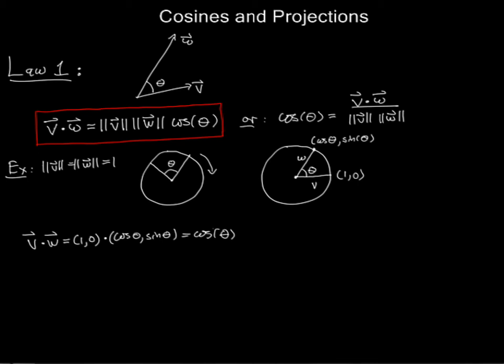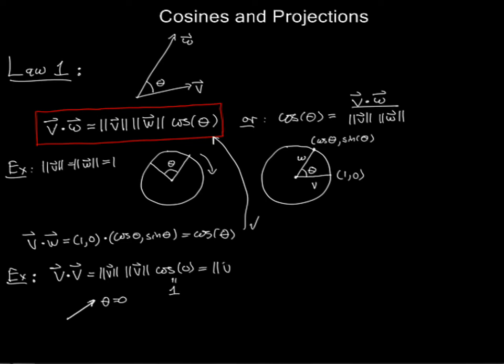Now, there's a little more to say. The fact that it scales the way it does if v and w aren't unit vectors is not hard to see. But anyway, that's the basic idea. So let's look at a couple of examples. Well, let's look at v dot v. The formula says that v dot v is the length of v times the length of v times the cosine of the angle between v and itself, which is to say 0. And the cosine of 0 is 1, so this says that v dot v is equal to the length of v squared, and that's something we know.